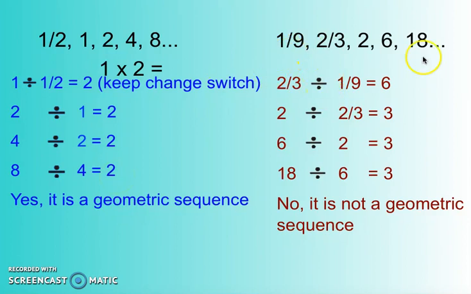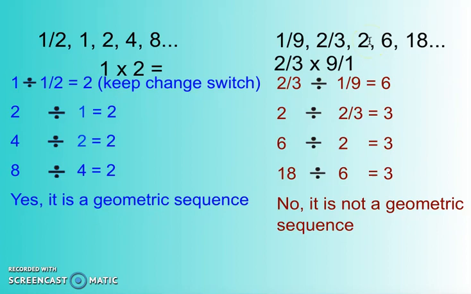Now, when we look at this sequence, we're going to do the same steps, start with the second term, 2/3. 2/3 divided by 1/9. Well, remember, keep, change, switch. And what happens is this turns into 2/3 times 9 over 1, which is 18/3, and that simplifies down to 6.